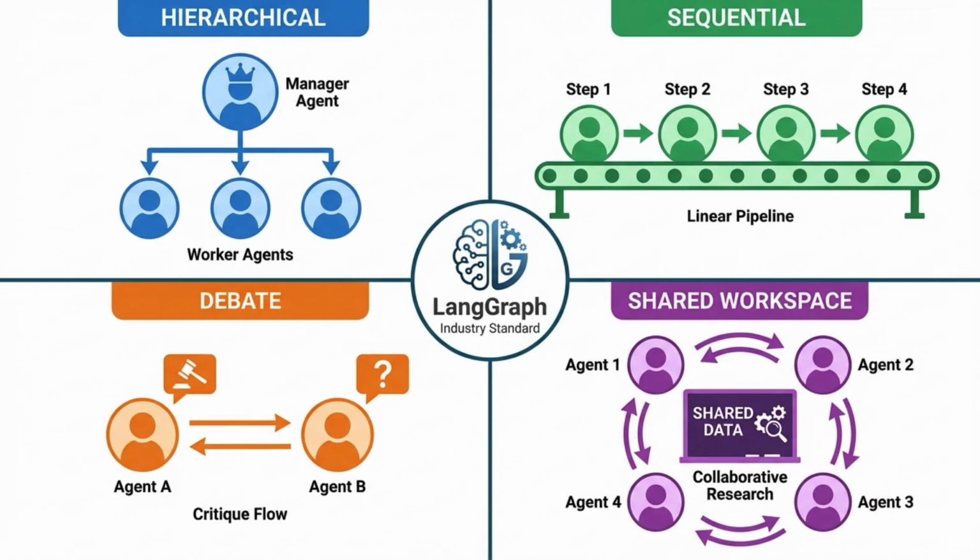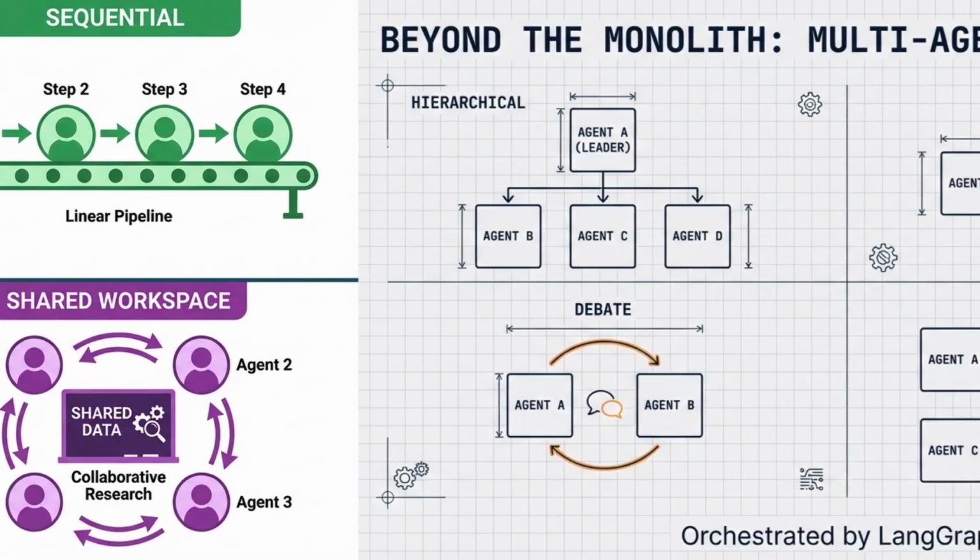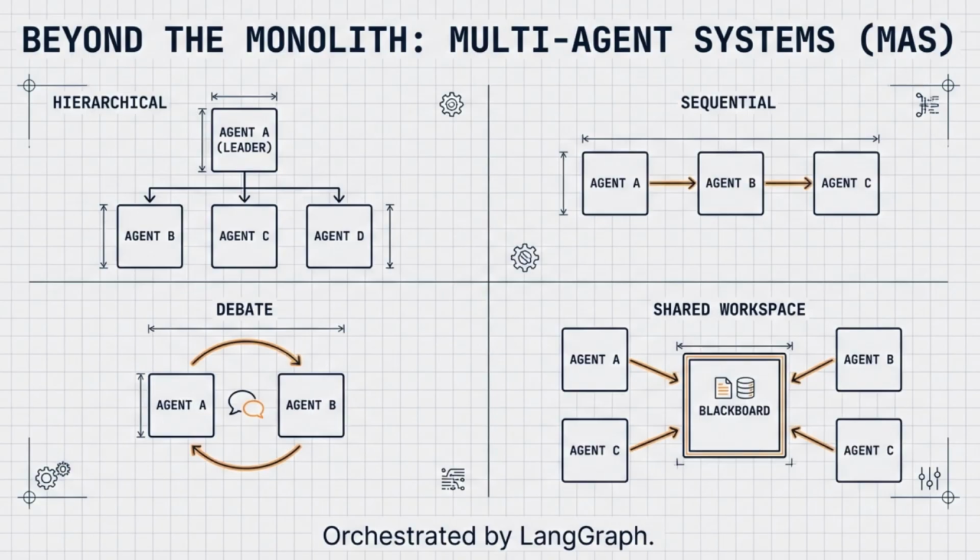In production, you need to see every reasoning step, every tool call, every failure point. When one agent gets too complex, you distribute intelligence. Hierarchical, manager delegates to specialized workers. Sequential, content pipeline where each agent handles one step. Debate, agents critique each other's work. Shared workspace, blackboard pattern for collaborative research. LangGraph orchestrates all of this. It's the industry standard because it's stateful and graph-based.